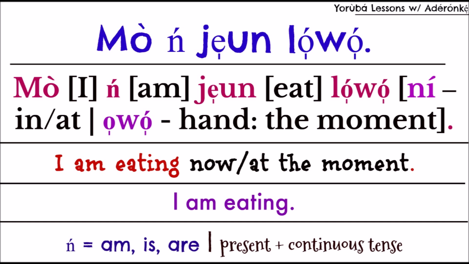Jeun is eat. Lowo is a combination of two words. Like I said, ni, owo. Ni could be in or at. Owo is the moment. And why is it the moment? Owo is sort of inferred from the hand as well. How do I explain this? At hand, and I'm going to talk about this separately.